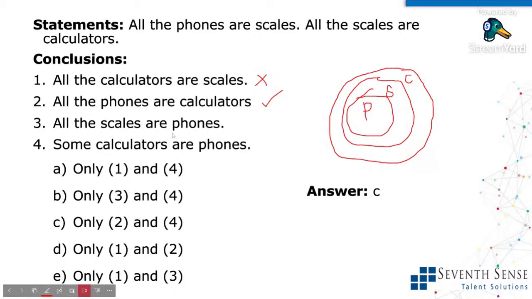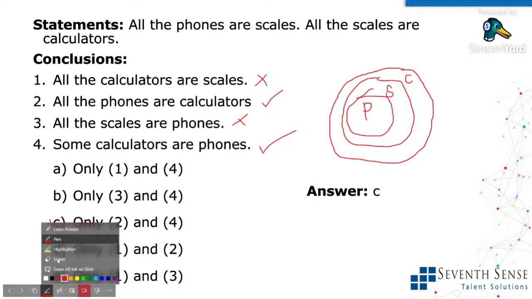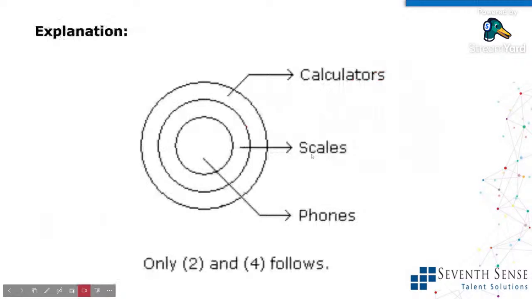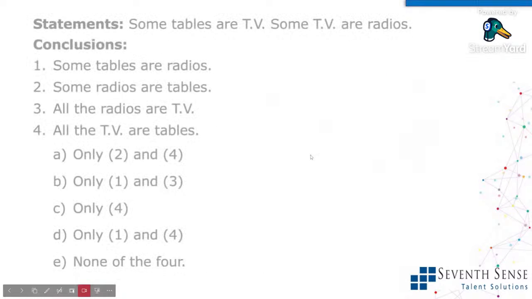All the scales are phones? No. Some scales are phones, not all. Now, some calculators are phones. Yes. So the correct answer is option C. That is, 2 and 4 are correct. Okay, good. So this would be the appropriate diagram and we'll be jumping ahead.